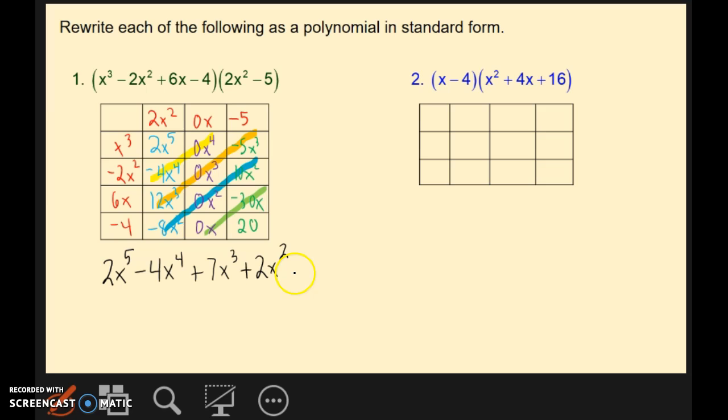And the x's together would give me negative 30x. And I have that term 20 at the very end. That's my final answer. I've put all my like terms together. Again, my like terms are on that diagonal.